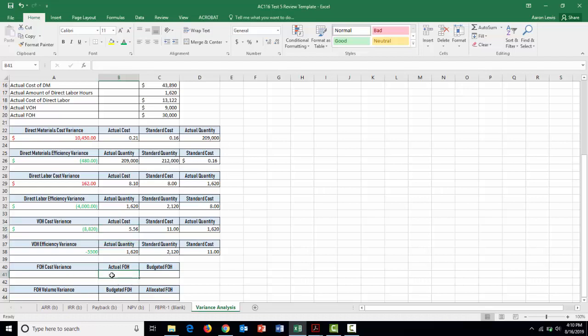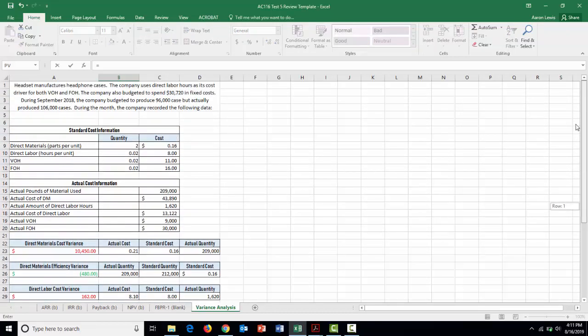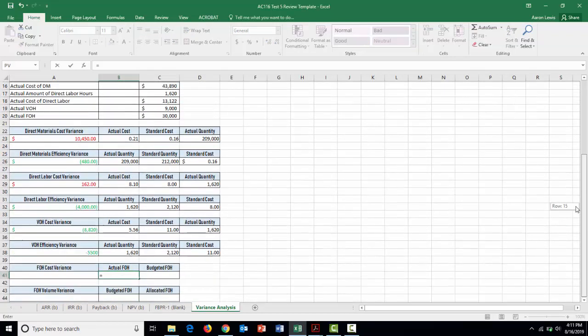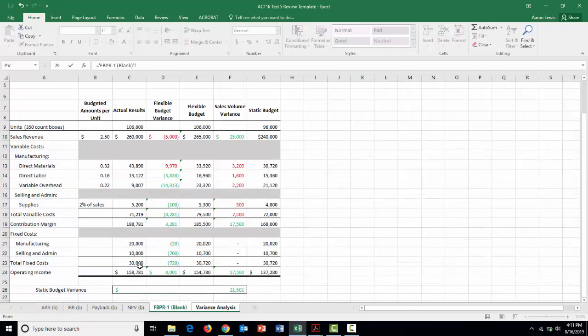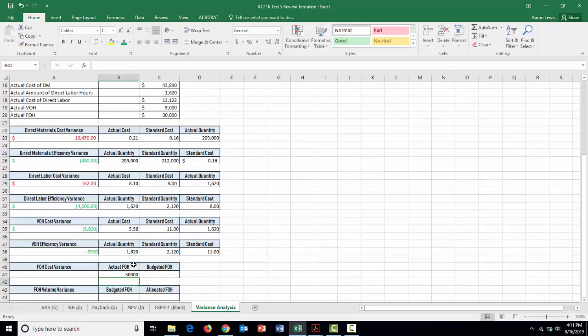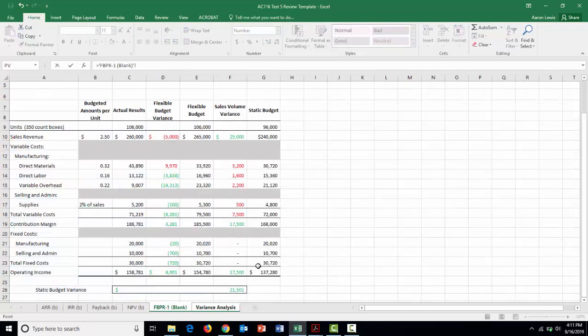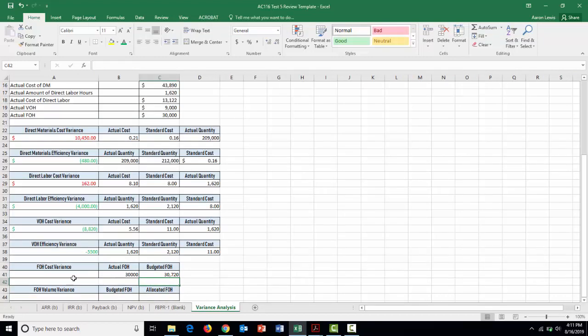Easy enough. What is our actual fixed overhead? Well, our actual fixed overhead given in our information was over here, 30,000. So we can go back to our variance analysis, and we need to click on this and bring that 30,000 over. Our budgeted fixed overhead, coming back to this, was 30,720. All your fixed overhead cost variance is the difference between those two numbers. 720. We spent less on fixed overhead than we had planned for.